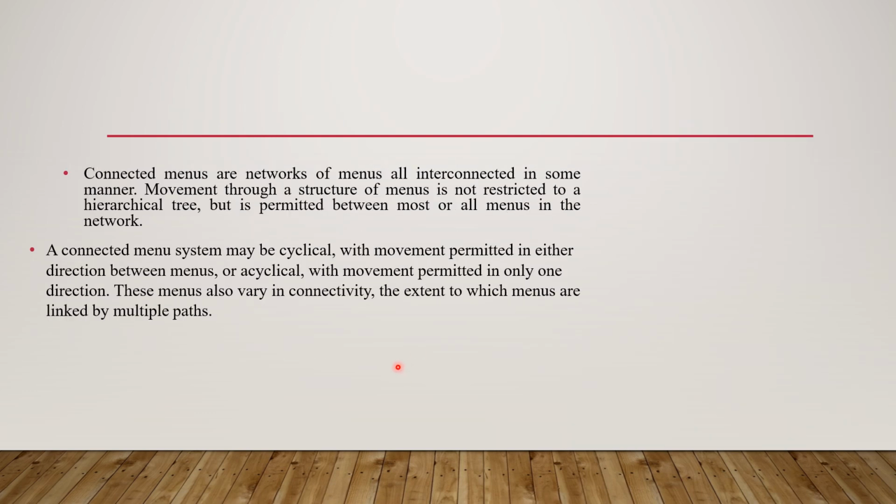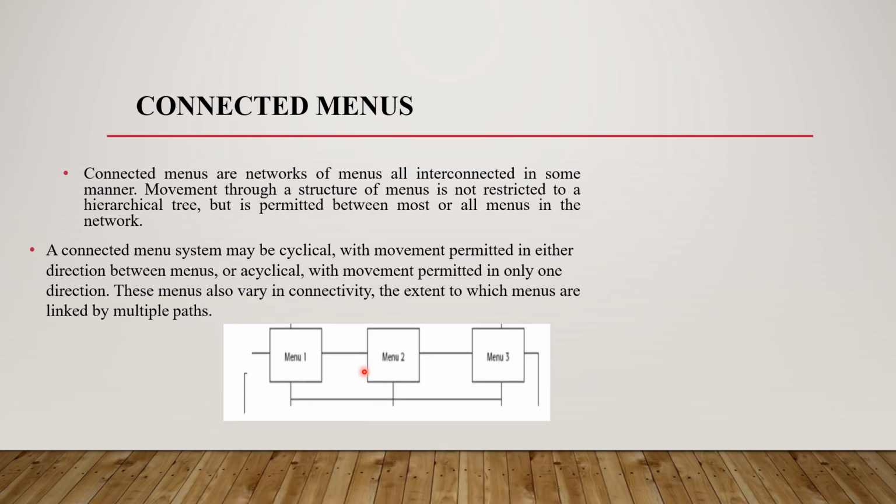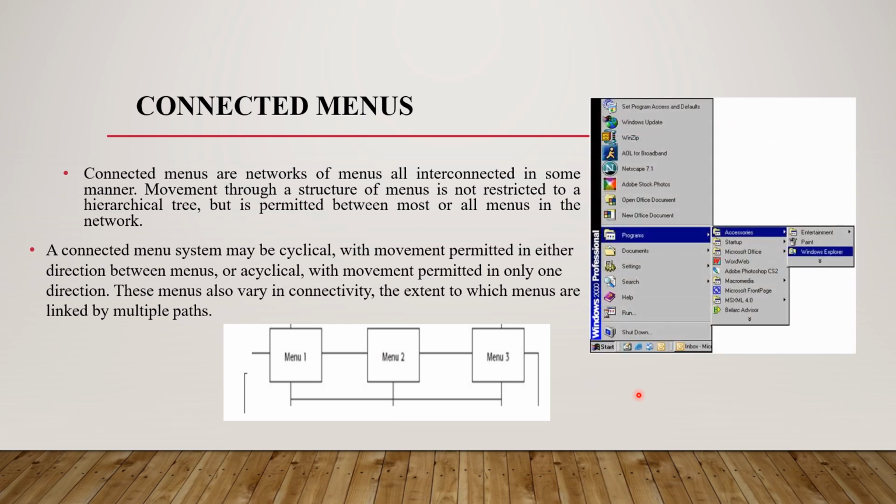The next type of menus are the connected menus. Connected menus are a network of menus all interconnected in some manner. Movement through a structure of menus is not restricted to a hierarchical tree, but it is permitted between most or all menus in the network. A connected menu system may be cyclical with movement permitted in either direction between menus, or it might be acyclic with movement permitted in only one direction. These menus also vary in connectivity and the extent to which menus are linked by multiple paths.